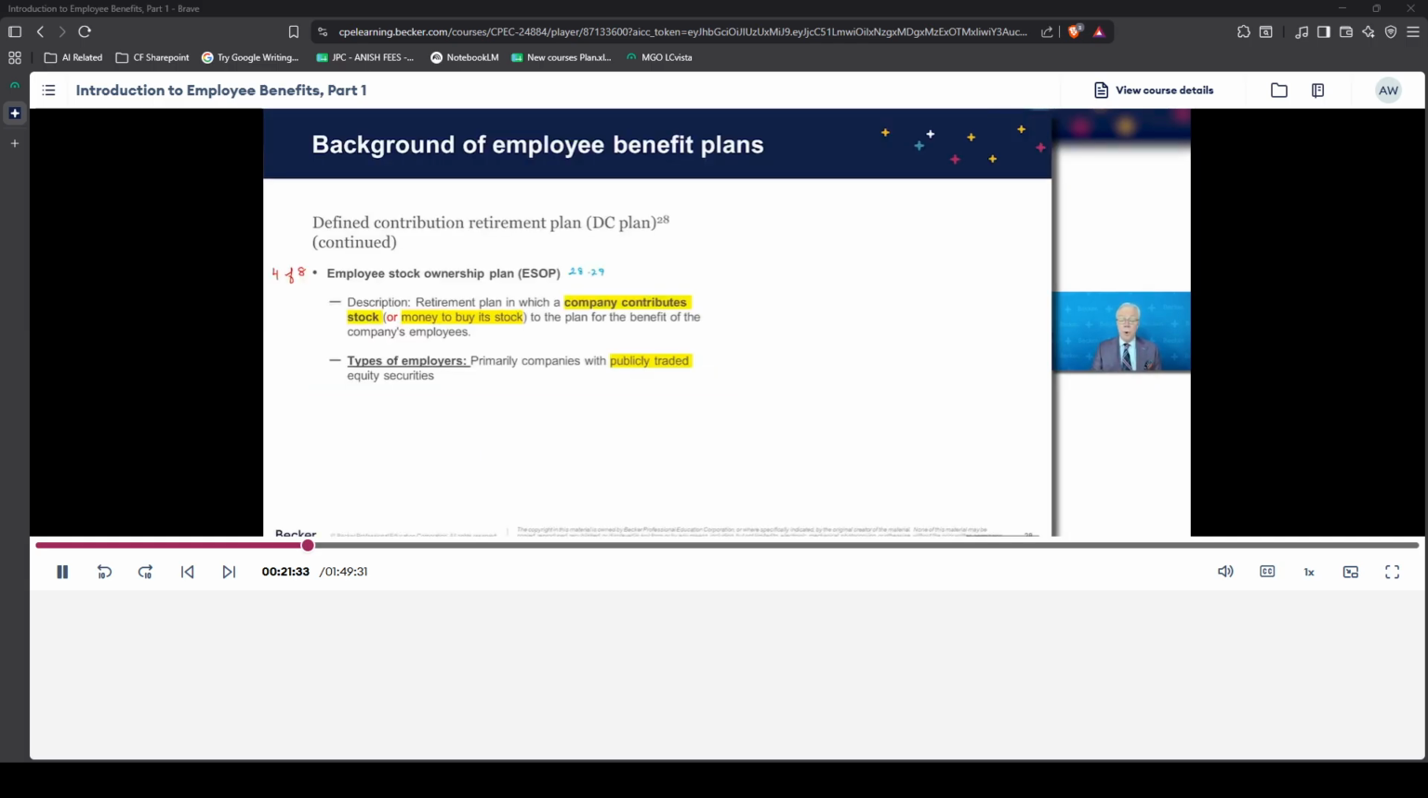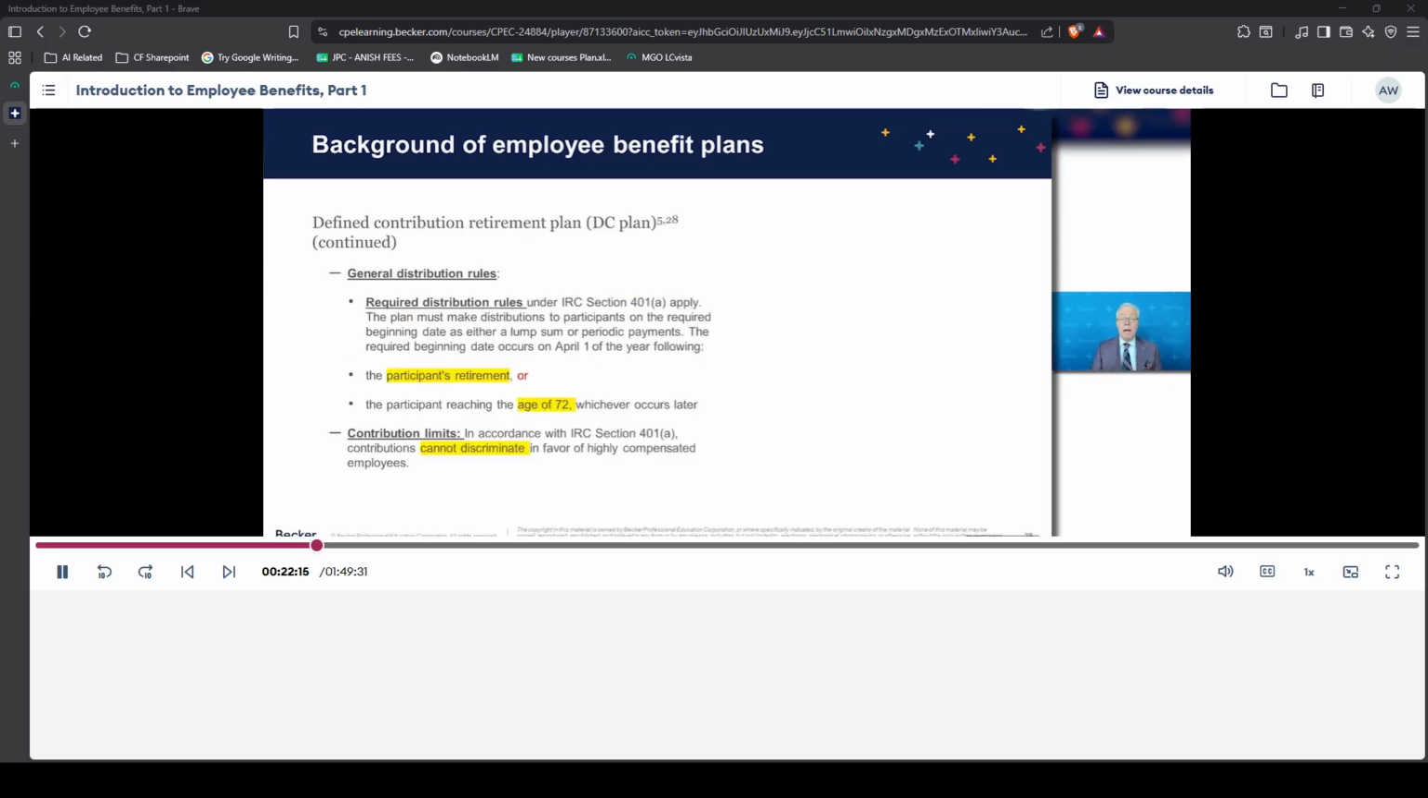The fourth of the 8 items, remember, these are defined contribution plans, is your ESOP, your employee stock ownership plan. Now, the description, it's a retirement plan in which a company contributes stock or money to buy the stock in the plan. Now, the types of employers, primarily companies that are publicly traded. Since you're going to be buying stock, obviously it's a publicly traded company, so you know the value. Private companies, you wouldn't know what's the value of the shares of stock. And the employees may not want, first of all, to become owners, minority shareholders in a company that's run by a family. And also the family may not want to dilute their ownership.